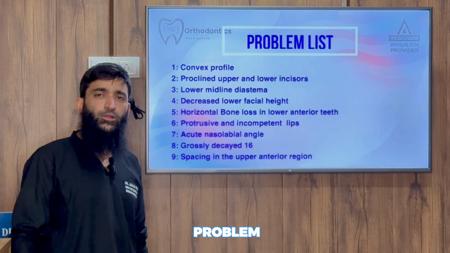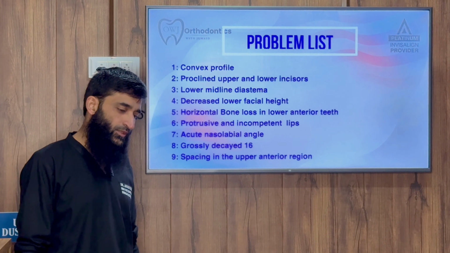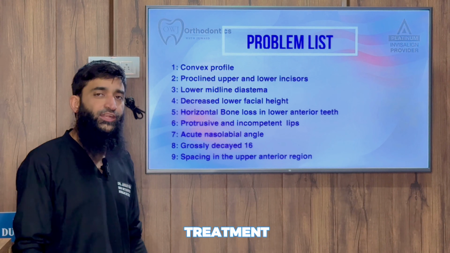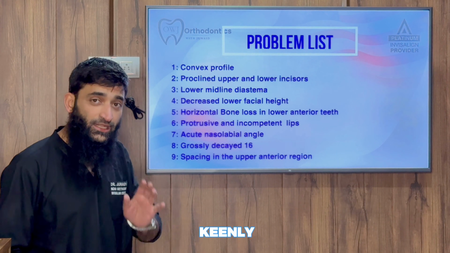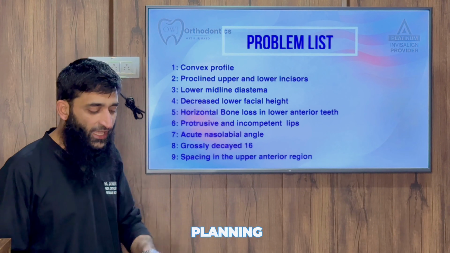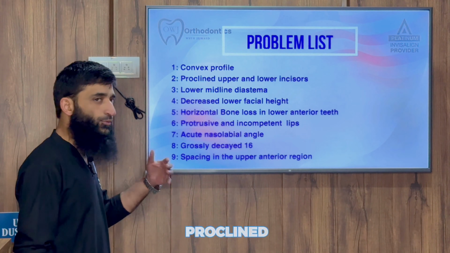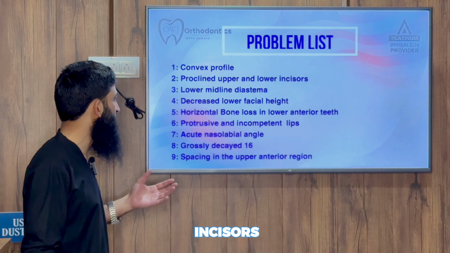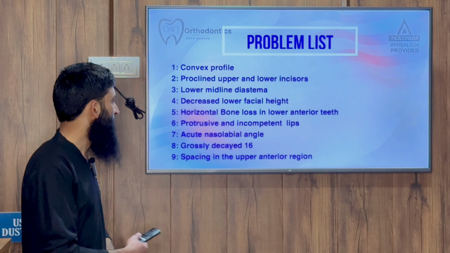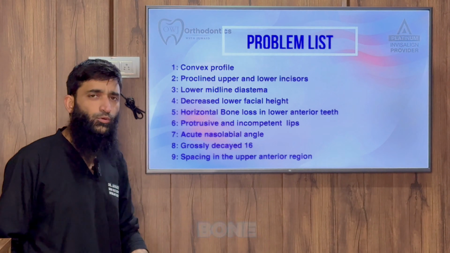Now regarding the problem list, Graber and Vanarsdall in the classical textbook say that the problem list is a differential diagnosis where treatment planning is made. So we need to keenly see the problem list and accordingly pursue our treatment planning. The patient has a convex profile, we need to address that. We have proclined upper and lower incisors, lower midline diastema, decreased lower facial height, and horizontal bone loss in lower anterior teeth. Now we need to address this horizontal bone loss.